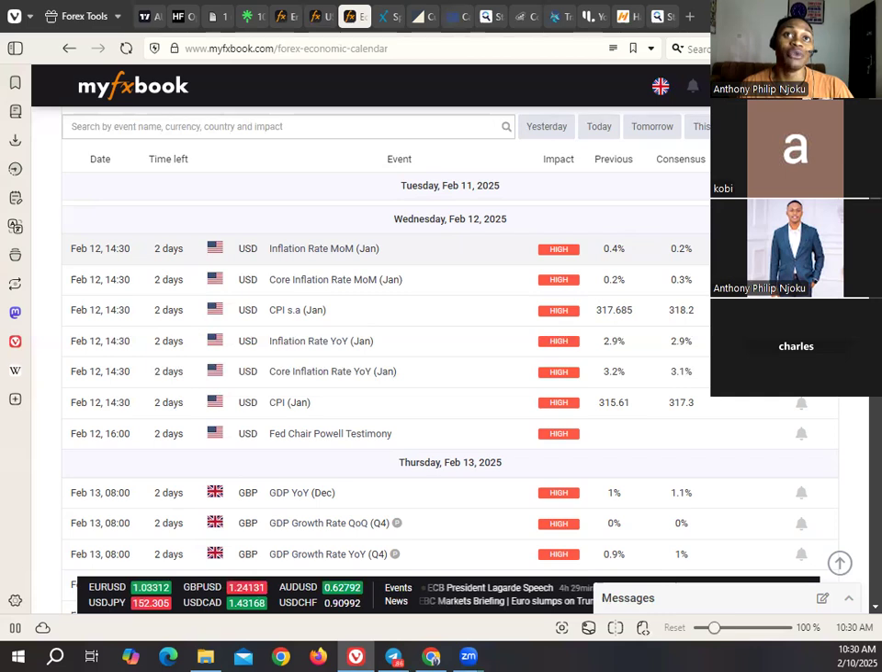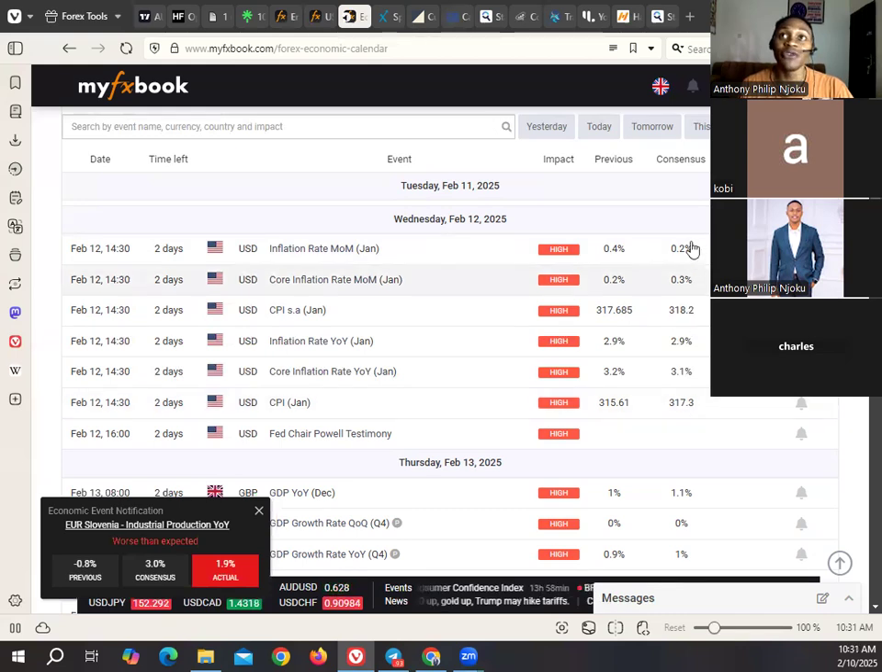Okay, so the one you can really watch out for is this inflation rate month over month for January, our CPI SA. Okay, but this is a derivative. Core inflation rate over here is a derivative. So everything here we'll be looking out for on Wednesday by 2:30, it's going to be dropping. We want a figure higher than everything here. If you see a figure higher than everything here, it is good. But if you see a figure lower than everything here, it is bad for the United States dollar.